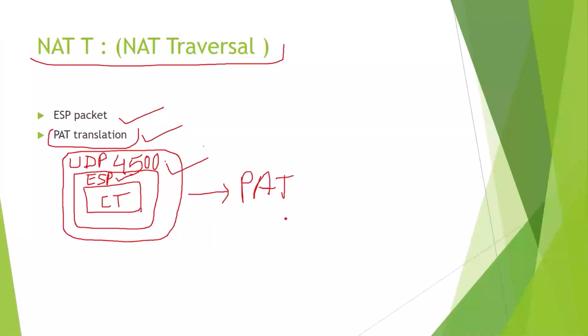Now this is one part of the NAT traversal. Till this point, it is fine. Okay. Now from this, we understand why this NAT traversal is done, why it is so important, what the problem with the ESP packet is, and what the challenges are for an ESP packet to go through the PAT. Okay, till this point it is clear.